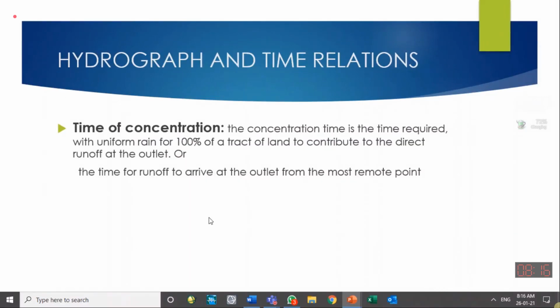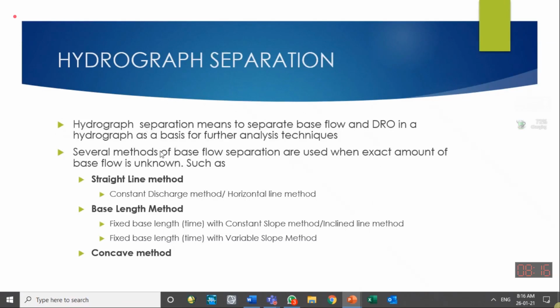Time of concentration, we already discussed. The concentration time is the time required, with uniform rain, for 100% of a tract of land, a piece of land, or a watershed to contribute to the direct runoff at the outlet. A similar definition we have already studied: the time for the runoff to arrive at the outlet from the most remote point.